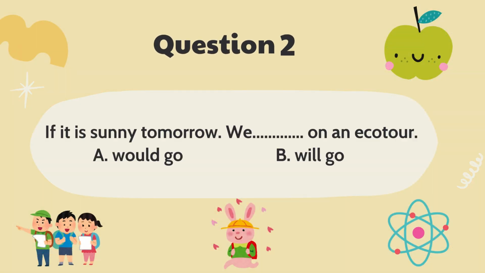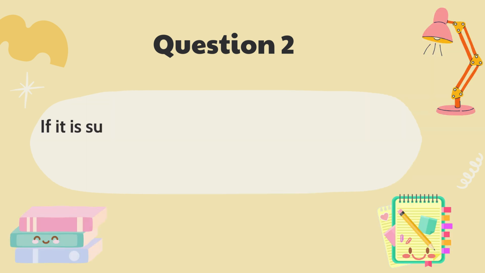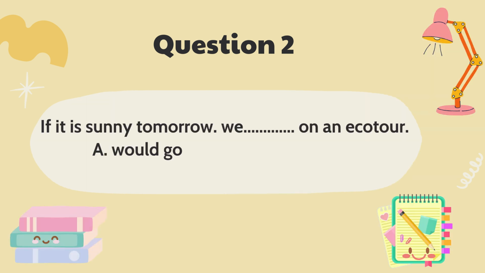We move to question number 2. If it is sunny tomorrow, we blank on an eco tour. A, would go, or B, will go. You have 10 seconds to complete the sentence. Let's check together. Look at sentence number 2. We can see the verb in the condition clause is, so this is conditional sentences Type 1. Therefore, we choose B, will go.